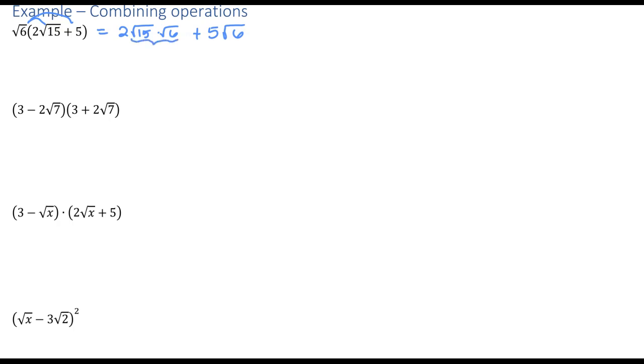For starters, I have a property that allows me to split up or break apart roots. I know that root A times root B is always the same as root A times B. So I'm going to use that in this case to combine the two roots. And I get 15 times 6, which is root 90, plus 5 root 6. The radical parts don't match up, so I haven't gotten very far with this. But I think I'll see if I can make them match up.